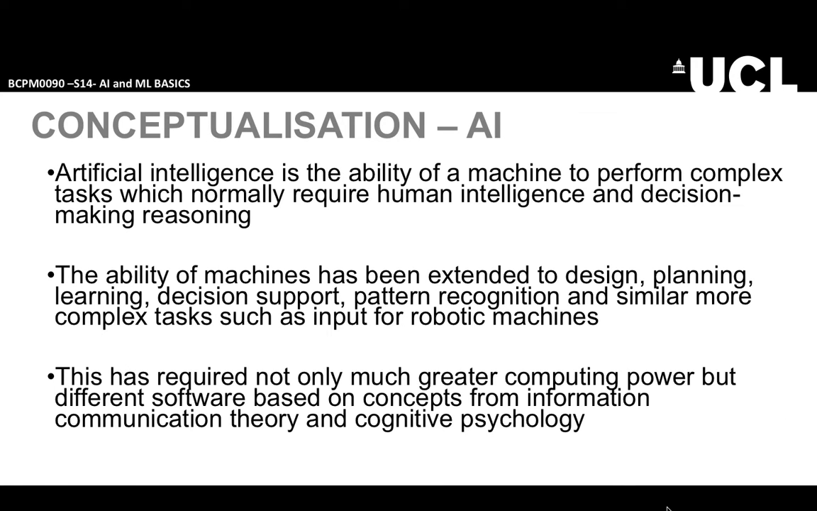We can define artificial intelligence as the ability of a machine to perform complex tasks which normally require human intelligence and decision making reasoning. We can see that the ability of machines has been extended to design, planning, learning, decision support, pattern recognition, and similar complex tasks. But to make these achievements will require not only great computing power, but also a solid base and understanding of concepts from information communication theory and cognitive psychology.